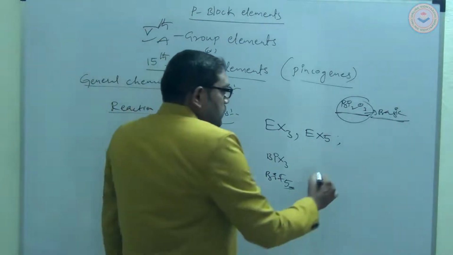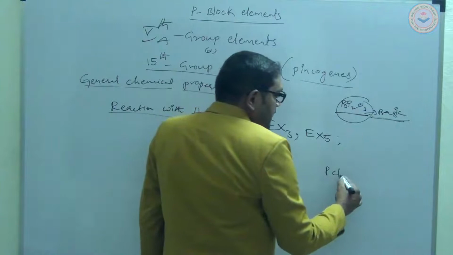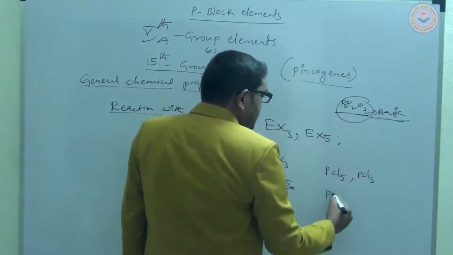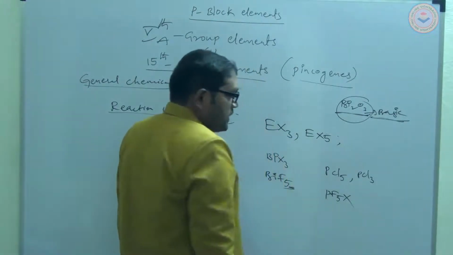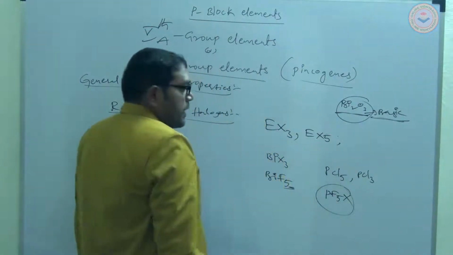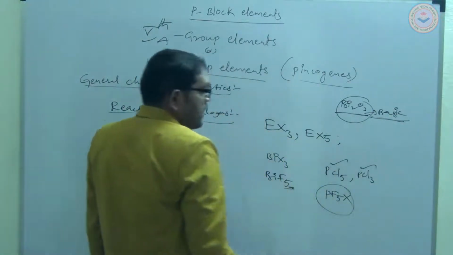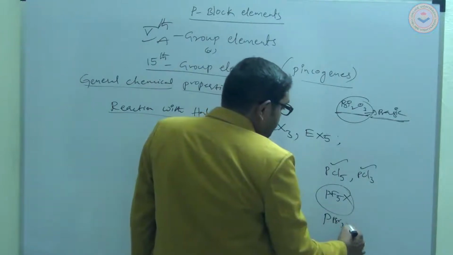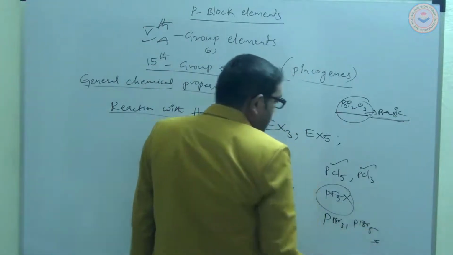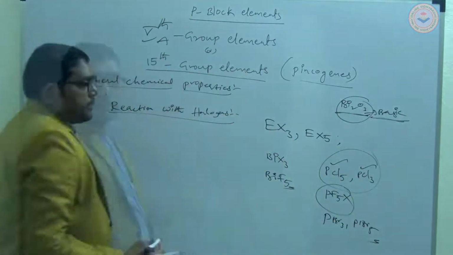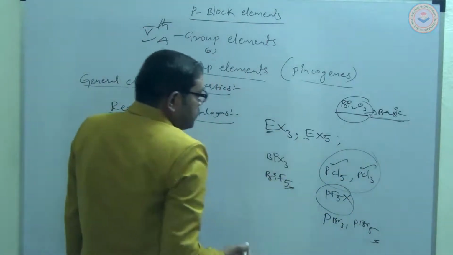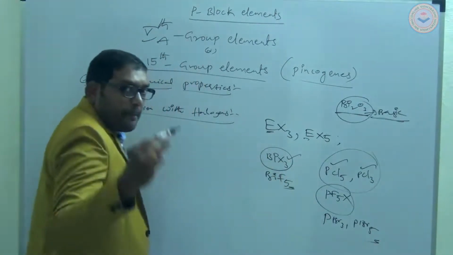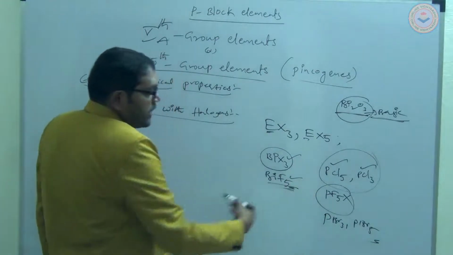Like phosphorus: phosphorus exists in PCl5 and PCl3 form, but phosphorus never exists in PF5 form. It is unstable. Phosphorus is stable with chlorine as PCl5 and PCl3, as well as PBr3 and PBr5, but most stable in this. Here E is any 15th group element. The exception is bismuth. Bismuth forms only trihalides; it forms a pentahalide with fluorine only.